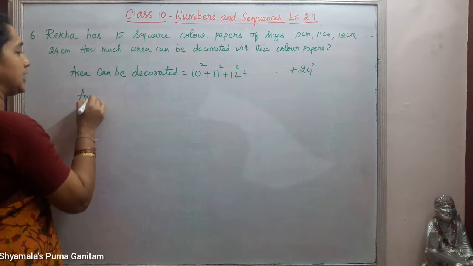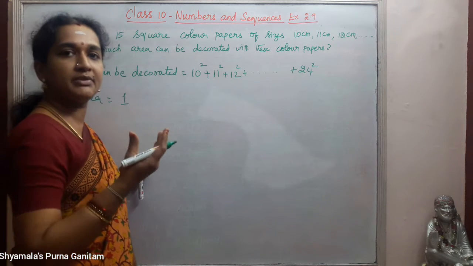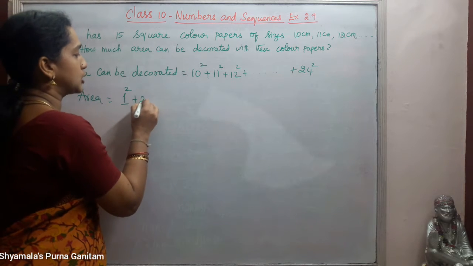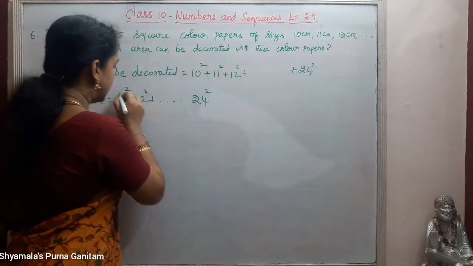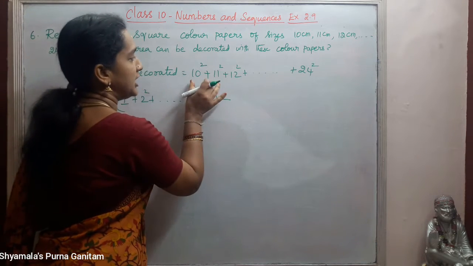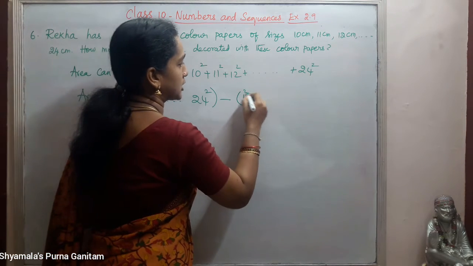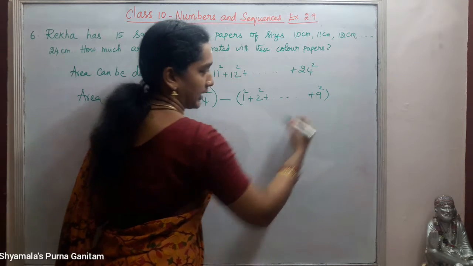So, area is equal to, how to calculate? Previously we have done a few sums like this. So, that is 1 square plus 2 square up to 24 squared we will add. Then we will subtract. We need only from 10. So, 1 to 9 we will subtract. That is 1 square plus 2 squared up to 9 squared we will subtract.